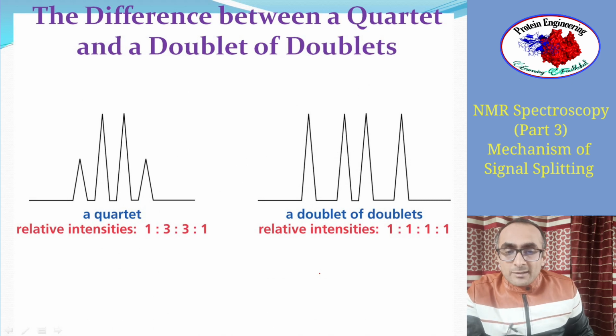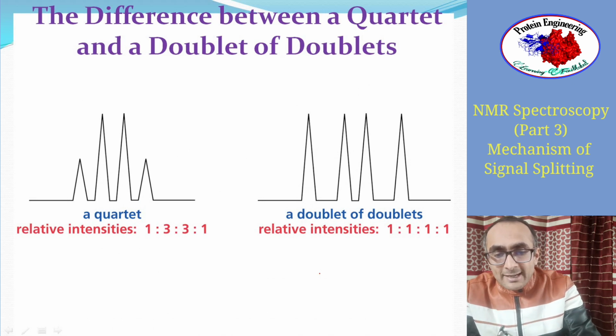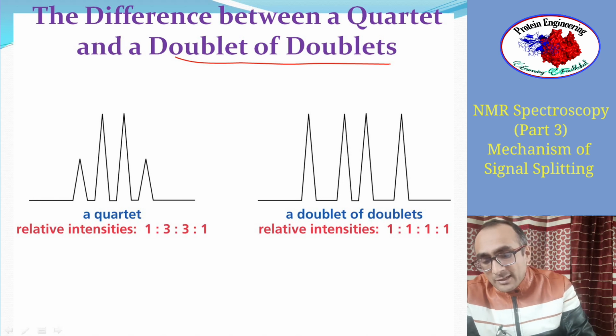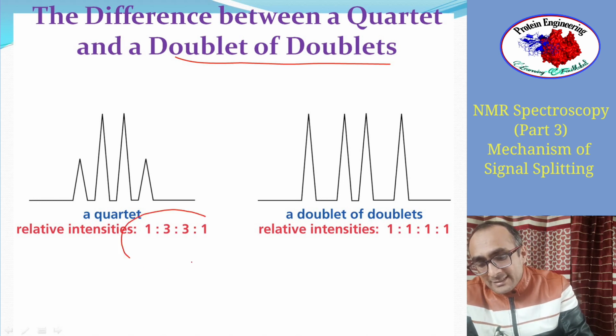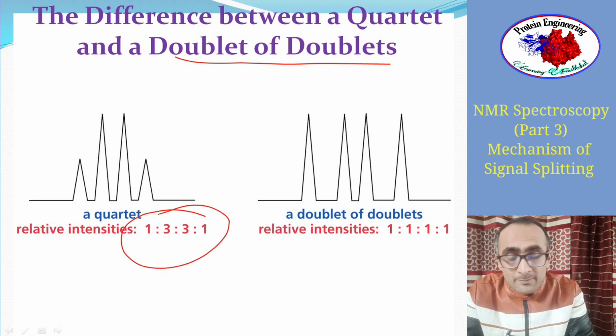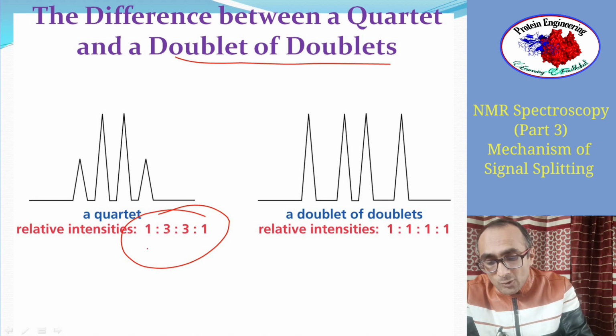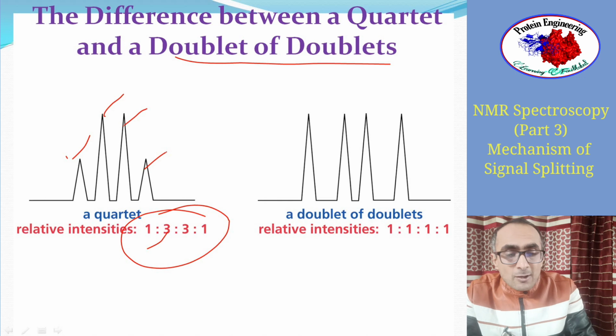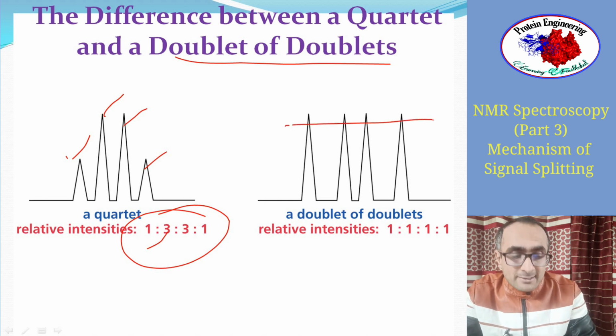And if you look at the difference between a quartet and a doublet of doublets, you also get a doublet of doublets in the NMR spectra, but a doublet of doublets and a quartet are different. How are they different? By looking at the intensity, the peak height, you can differentiate them. In a quartet, the peak ratio is 1:3:3:1, whereas in a doublet of doublets, all the 4 peaks would be of the same height. The ratio would be 1:1:1:1.